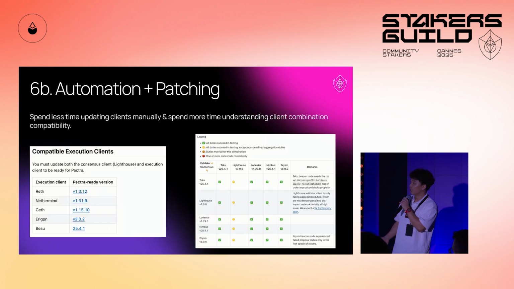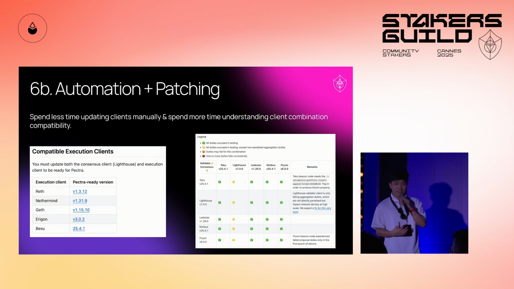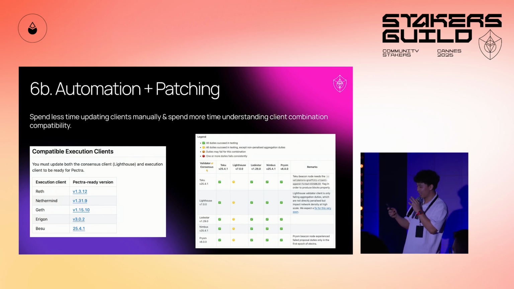Okay. But you can also combine automation with patching. So you spend less time manually updating your client versions, and you spend more time understanding what it is that you're doing, what benefits you're getting, right? And then which other client combinations are compatible with this new upgrade. So this is, I think, Lighthouse, and this is a compatibility matrix with Obol.